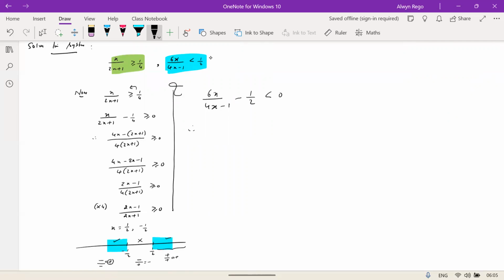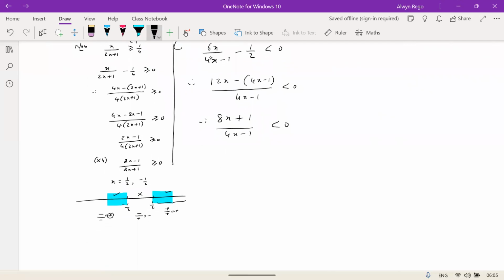Therefore, you have (12x minus (4x minus 1)) divided by (4x minus 1) is less than 0. Therefore, 8x plus 1 divided by 4x minus 1 is less than 0. Therefore, zeros are x equal to negative 1 upon 8 and x equal to 1 upon 4 here.